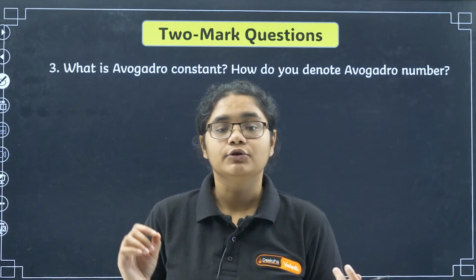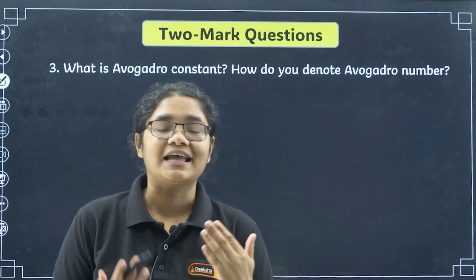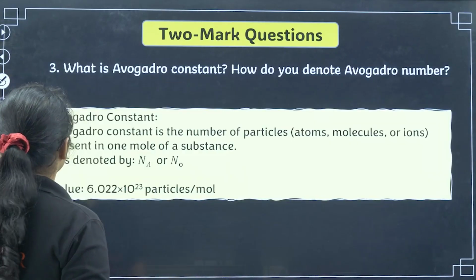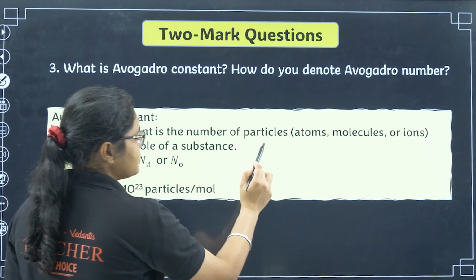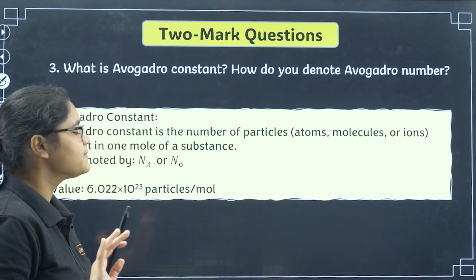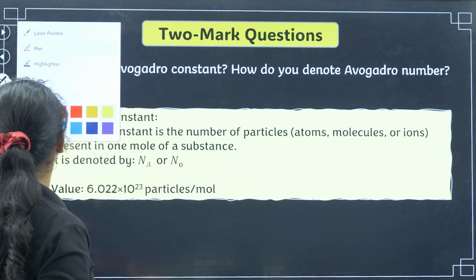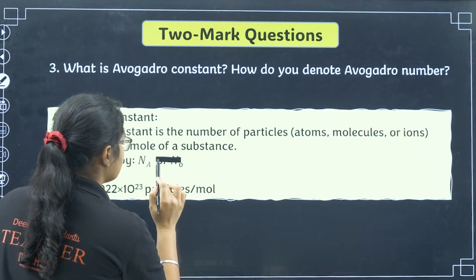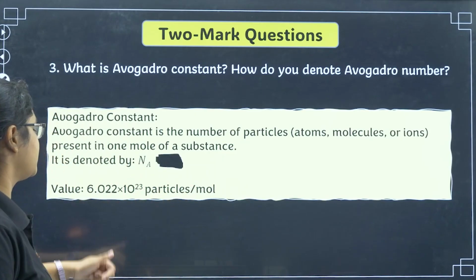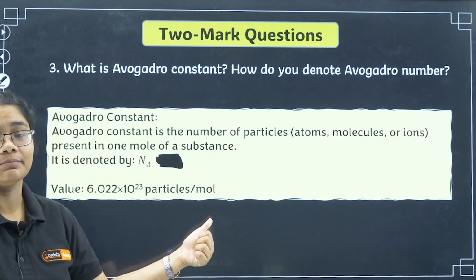How do we denote it? You denote it using capital N and a subscript of A, or sometimes capital N and subscript of O, but generally it is N_A. So you can see here, Avogadro constant is the number of particles. This number of particles can be atoms, molecules or ions, present in 1 mole of a substance. And how do we denote it? We denote it using N_A, that is the correct way of representation, and what is its value? 6.022 × 10^23 particles per mole.